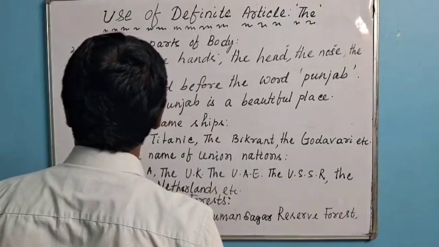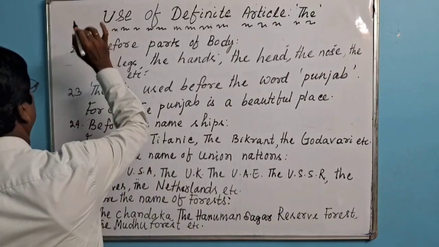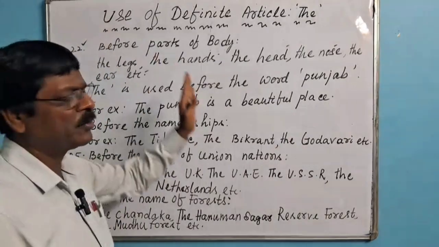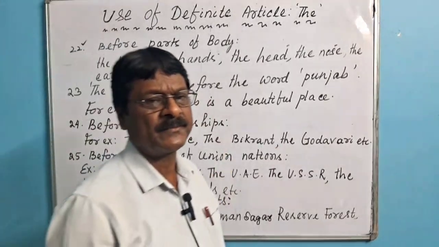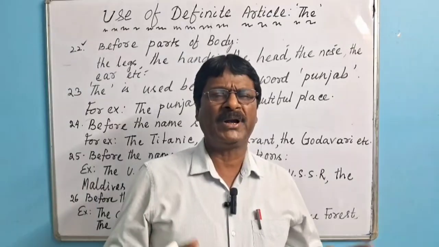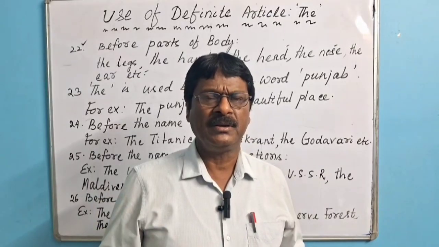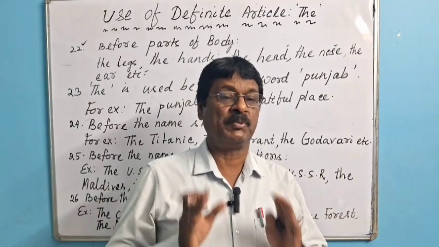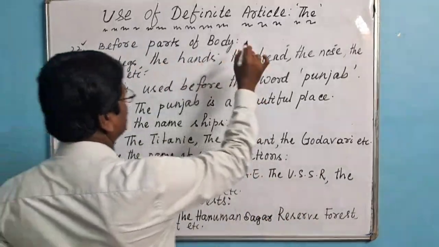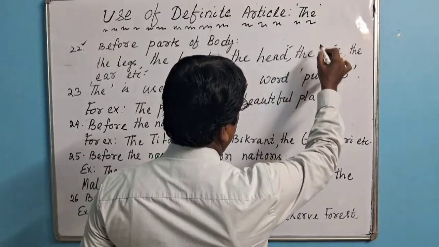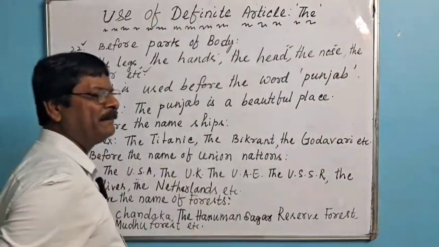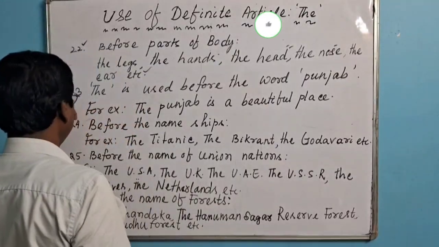Okay, now we shall discuss point number 22. This point says the is used before the name of body parts. We have got a number of parts in our body. The is always used before them. For example, the legs, the hands, the head, the nose, the ear, etc. Okay. Now we shall go for point number 23.